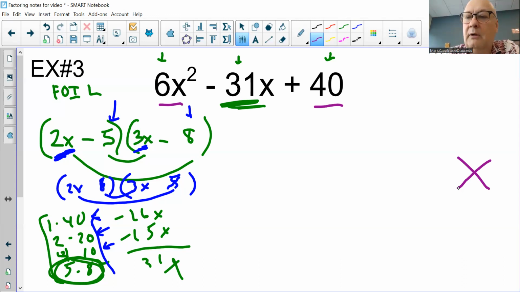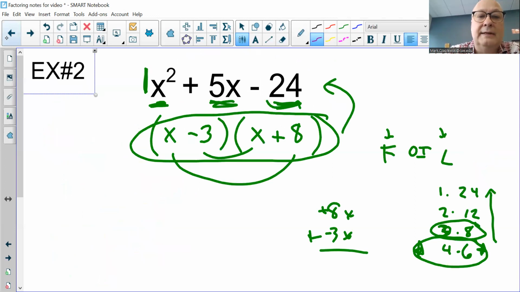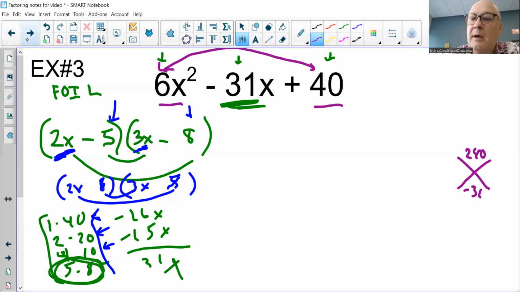So some people will do a little graphic organizer and put a 240 here, and then a negative 31 in the middle. The key for this is to put these together. You could have absolutely done that on this one the same way. 1 and 24 is 24, but this one here is 240. Now we need to figure out what multiplies to 240, but adds to 31.